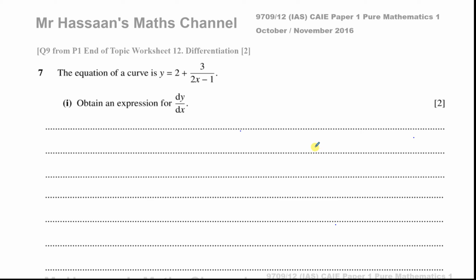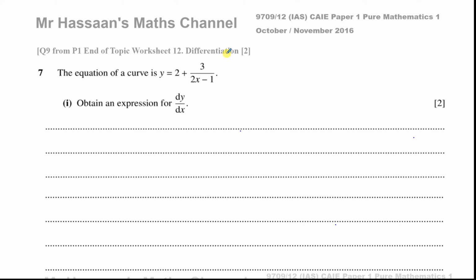I'm now answering question number 7 from the October-November 2016 paper 1, the Pure Mathematics 1 paper from Cambridge, 9709. This is paper 1, variant 2. It is also question number 9 from my end of topic worksheet for my P1 collection, worksheet number 12, which is further differentiation, differentiation 2.